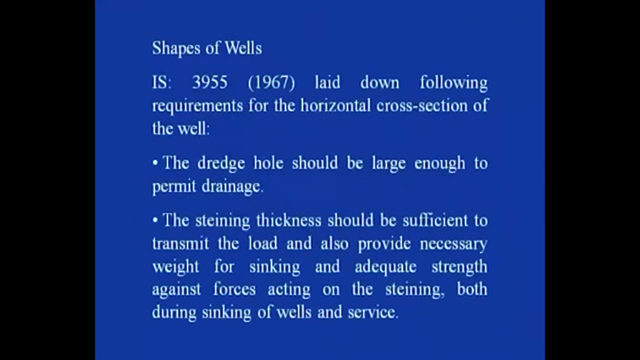So this is the shape of the well as far as the general guidelines are concerned, but some of the IS codes, that is IS 3955/1967, deal with the shape of well. It has laid down some requirements for the horizontal cross section of the well. Let us see what those requirements are. The first one is that the dredge hole should be large enough to permit the drainage. That is, you have to decide on the dredge hole based upon the size of the pier, and at the same time it should be large enough to permit the drainage.